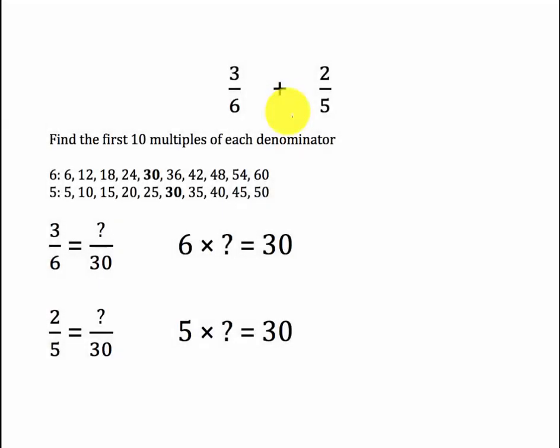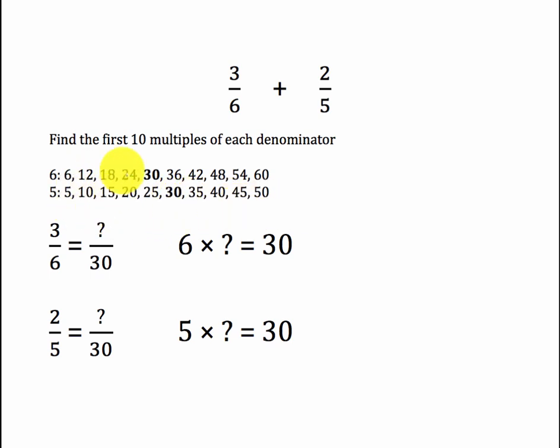So in order to find that common denominator, I need to look at the first 10 multiples of 6 and the first 10 multiples of 5. So for 6, I would write them down: 6, 12, 18, 24, 30, 36, 42, 48, 54, 60. And the first 10 multiples of 5: 5, 10, 15, 20, 25, 30, 35, 40, 45, 50.